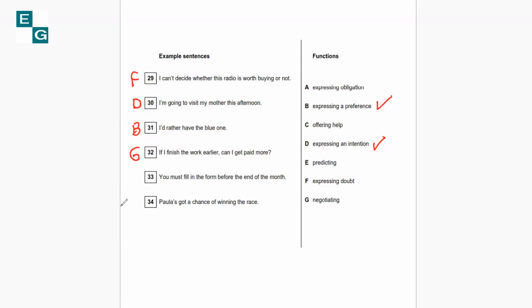Number 33. You must fill in the form before the end of the month. This is an obligation. I'm telling you what you must do. And finally, for number 34, it says, Paula's got a chance of winning the race. The person is not offering help. The person is predicting. Is giving a prediction for the future, saying that she is very likely to have it.